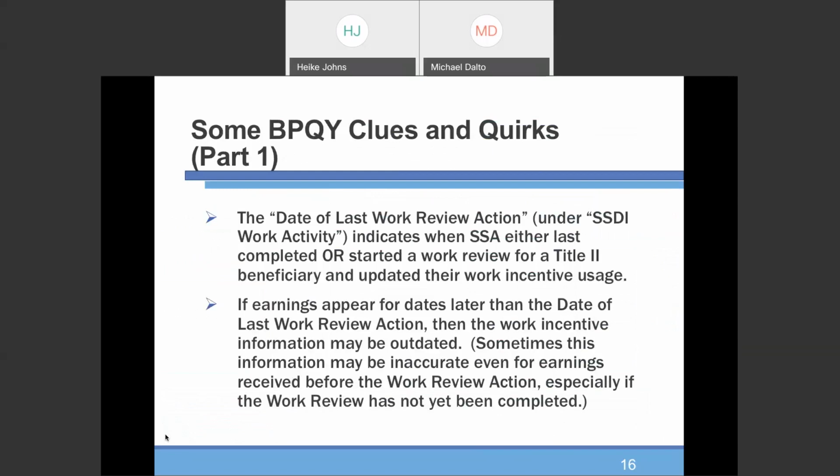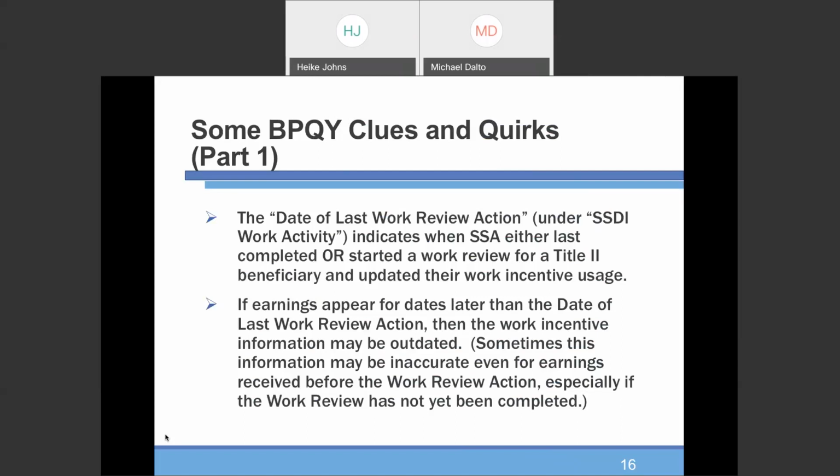And now a few clues and quirks regarding how to interpret BPQYs. First, for a person who gets Social Security disability, under SSDI work activity, you'll find the field we saw called date of last work review action. Now, that may be the date that Social Security completed the last work review, but it could alternatively be the date that Social Security last initiated a work review, but they haven't finished it yet.